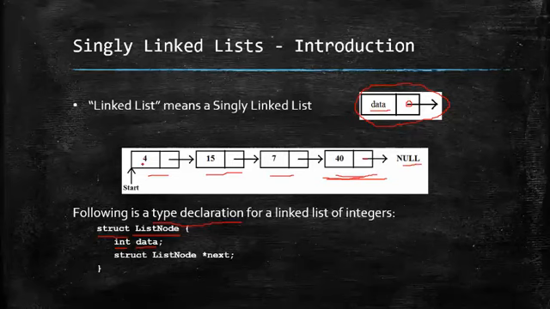As you can see in the example here, 4, 15, 7, and 40 are integer values. And there comes the next pointer, which is of type list node, which is a structure in turn. So basically this next pointer is capable of pointing to another element of type list node. Each node of this particular list is comprised of list nodes. Every single node here is a list node.